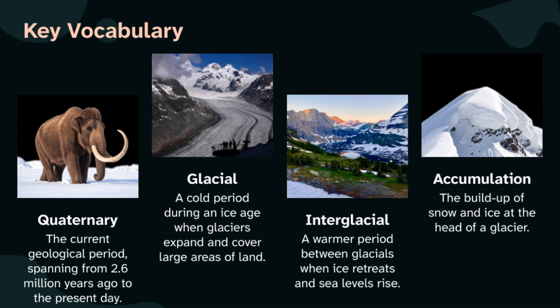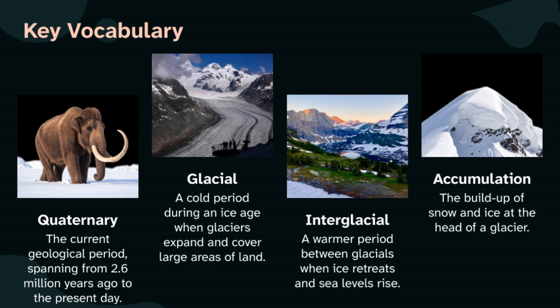The third term is interglacial. An interglacial is a warmer stage between glacials. During an interglacial, temperatures rise, ice retreats, and sea levels rise. The fourth term is accumulation. Accumulation means the buildup of snow and ice, usually at the head or upper part of a glacier. These terms are important because they help us describe climate change over very long periods of time.